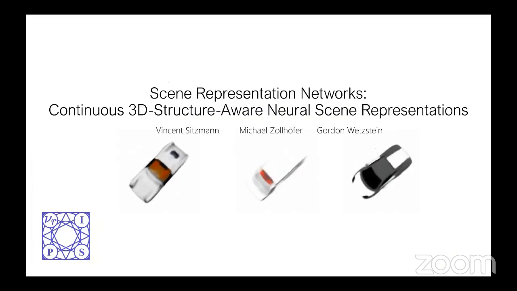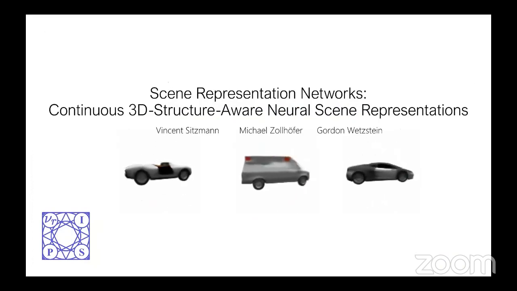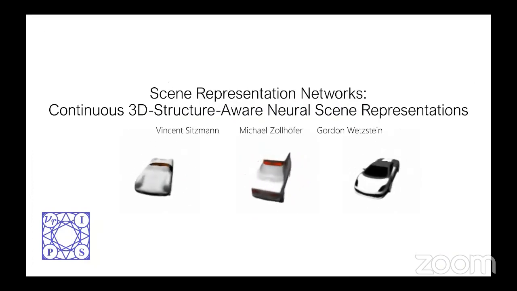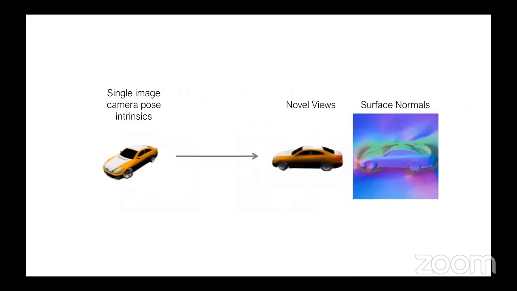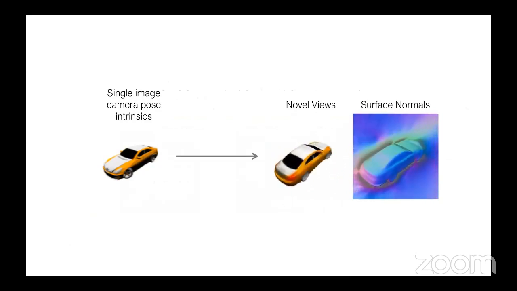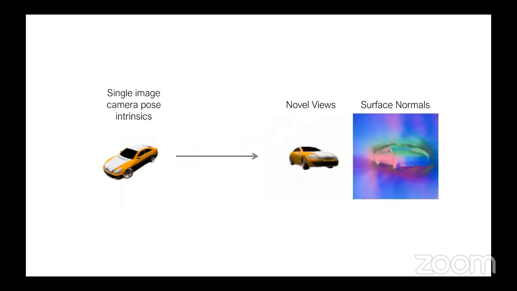Hi, my name is Vincent and I'll talk about scene representation networks, a continuous 3D structure-aware neural scene representation. Scene representation networks allow you to go from a single observation of a simple scene, such as this image of a ShapeNet car, to a full 3D reconstruction of the underlying scene, enabling perfectly multi-view consistent novel view synthesis and giving you a full shape reconstruction.